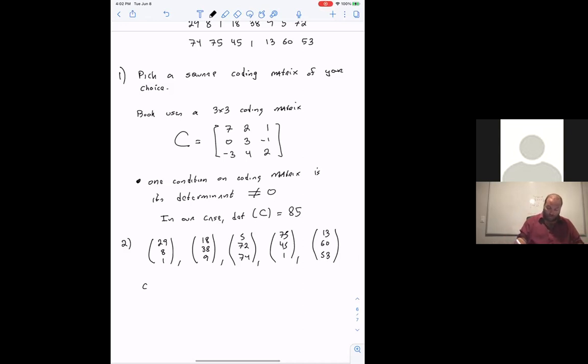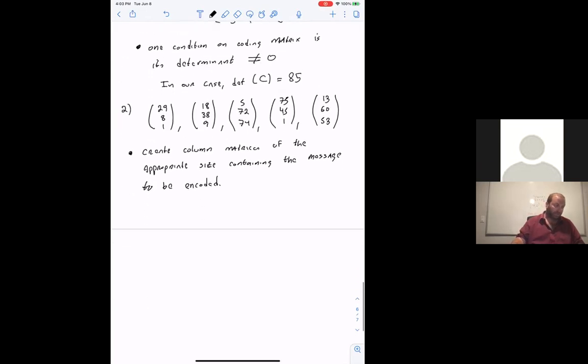So this is step 2: create column vectors or column matrices. We don't know what a vector is yet, depending on what chapters you've covered, but create column matrices of the appropriate size containing the message to be encoded. Okay, so that's the first 2.